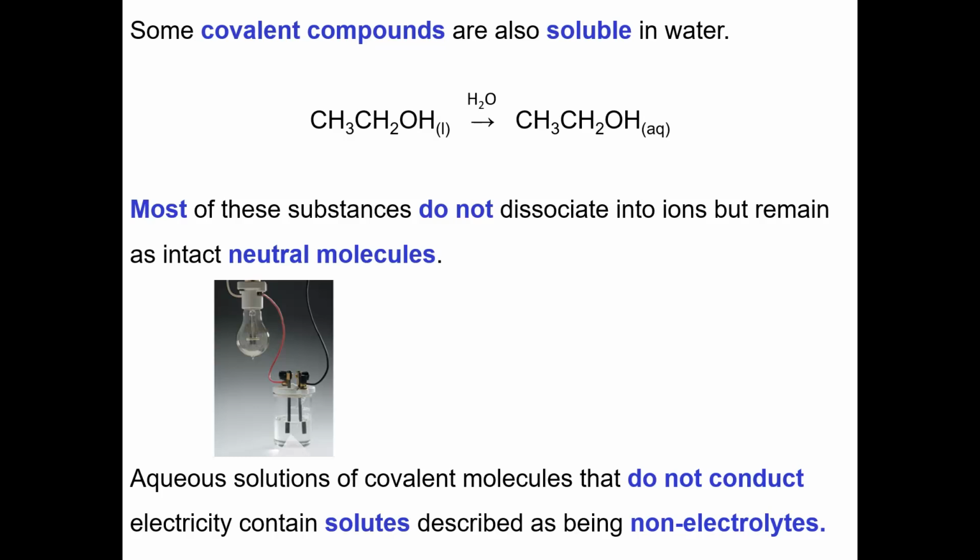Some covalent compounds are also soluble in water, and a good example of this is ethanol. You probably know that alcoholic beverages contain ethanol. When we dissolve ethanol in water, it doesn't separate out into anions and cations, but rather just remains as intact molecules. And this is true for most covalent compounds. Most covalent compounds do not dissociate into ions, but remain as intact neutral molecules. And for that reason, the aqueous solutions formed by most covalent molecules do not conduct electricity, and they are described as being non-electrolytes.